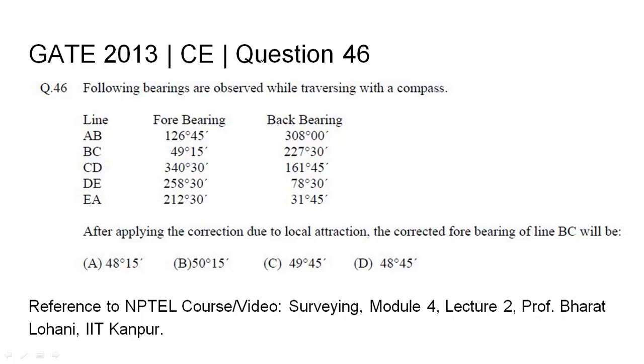GATE 2013 Civil Engineering Question 46. Following bearings are observed while traversing with a compass. So lines AB, BC, CD, DE and EA are given along with their forebearing and back bearing. After applying the correction due to local attraction, the corrected forebearing of line BC will be, the four options given are A 48 degree 15 minute, B 50 degree 15 minute, C 49 degree 45 minute and D 48 degrees 45 minutes. The relevant NPTEL reference has been listed.